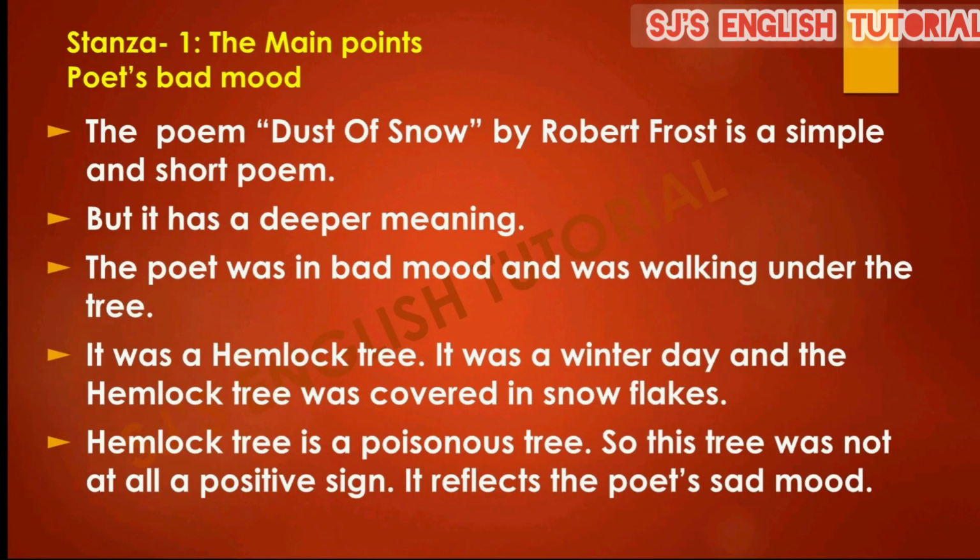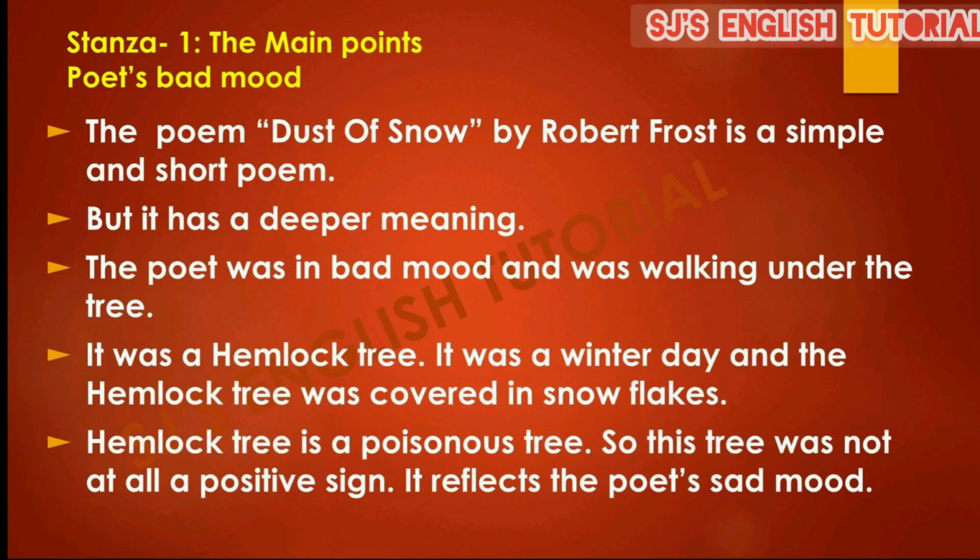Now let's look at the main points of the poem stanza wise. The poem Dust of Snow by Robert Frost is a simple and short poem, but it has a deeper meaning. The poet was in a bad mood and was walking under the tree. It was a hemlock tree. It was a winter day and the hemlock tree was covered in snowflakes. Hemlock is a poisonous tree, so this tree was not at all a positive sign. It reflects the poet's sad mood.